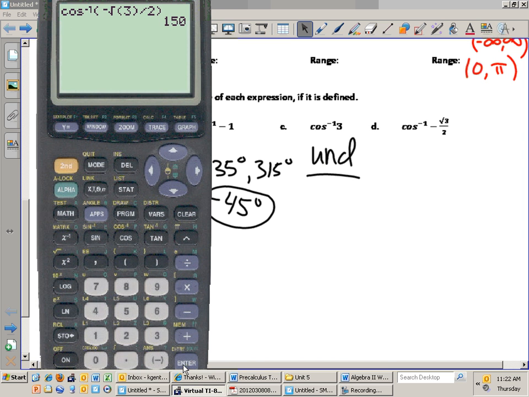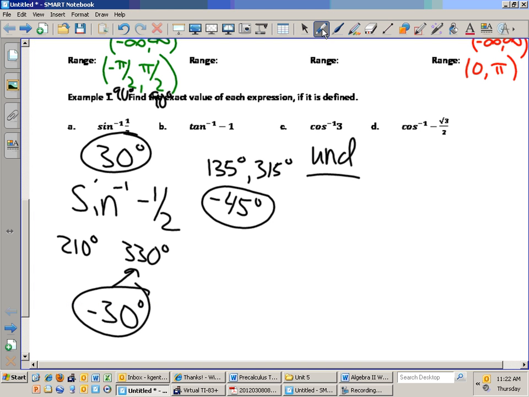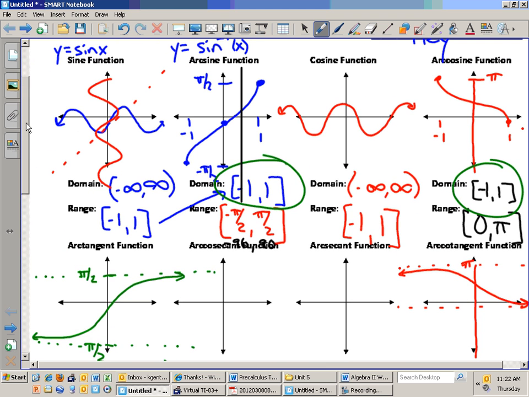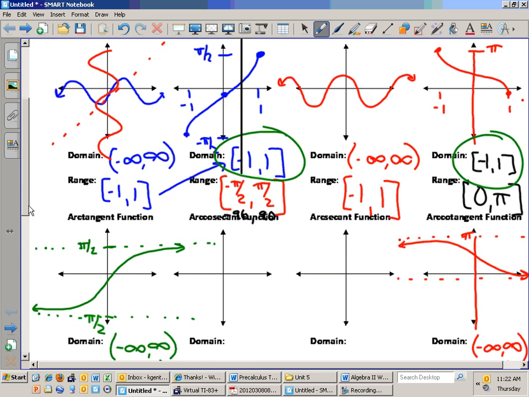I get 150. If you look at cosine, if you look at arc cosine, it always stays above the x-axis. You never get a negative result. So for those, you're always going to stay up there.